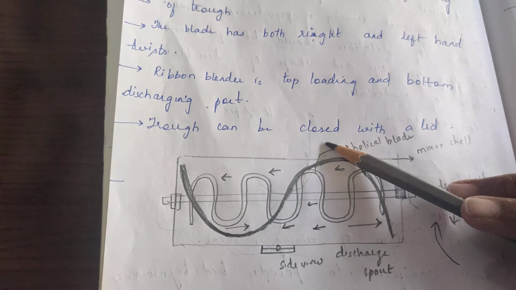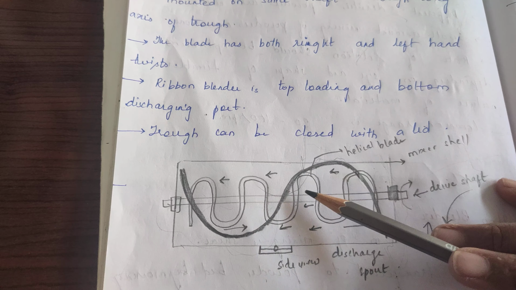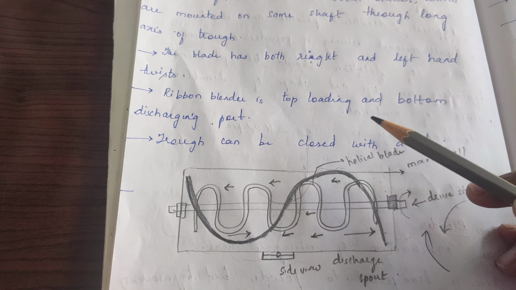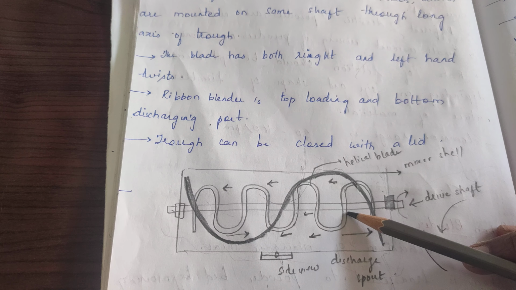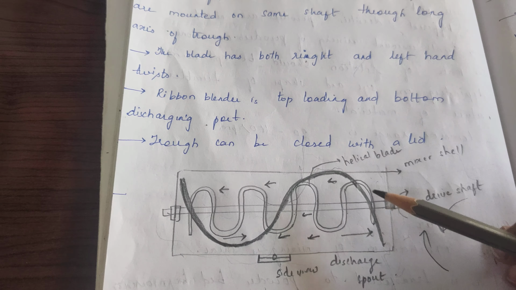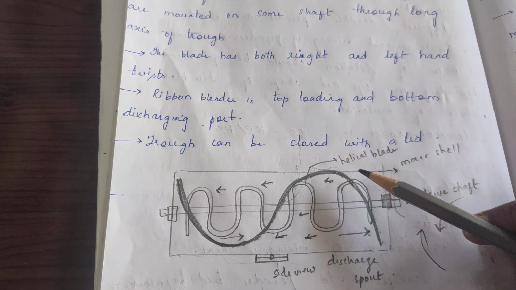Here the powders are introduced from the top of the trough, then the body is closed completely so that dust should not evolve in case of dry blending, and in case of wet blending, solvent should not evaporate. So to avoid that, we close the lid completely.